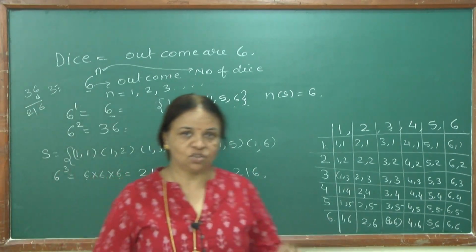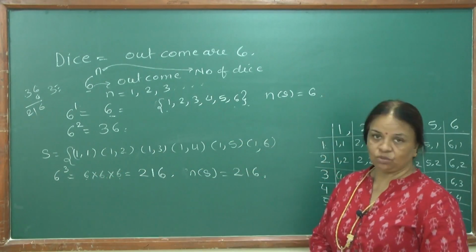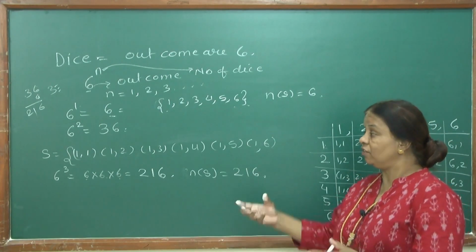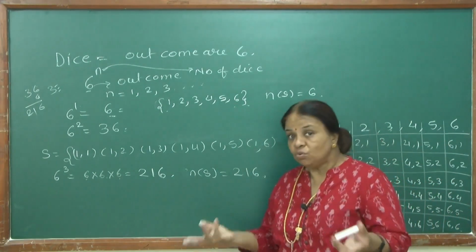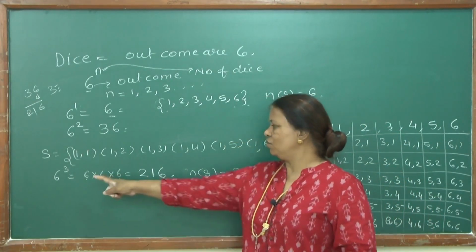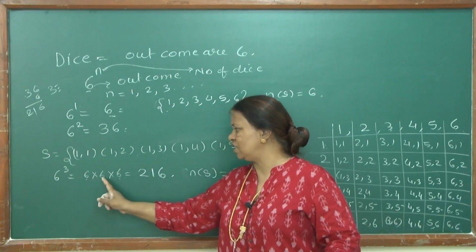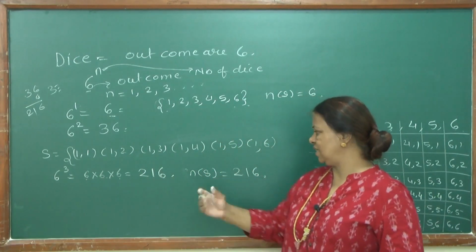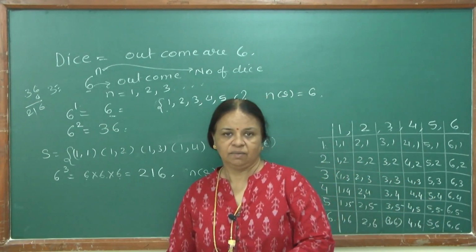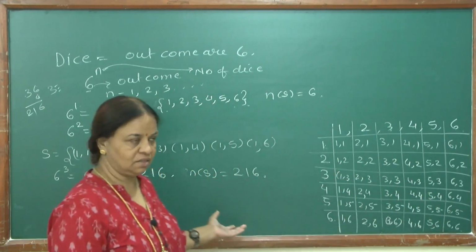They don't usually ask you, if 3 dice are thrown, to write the sample space or the elements of the sample space. If you are asked for the number of elements in the sample space when 3 dice are thrown, then you use this formula: 6 raised to 3, 6 into 6 into 6, 216. You get the number of elements in the sample space, and then you can write the probability. But usually it is not asked.